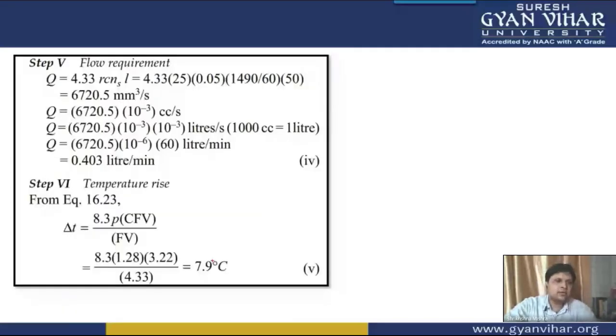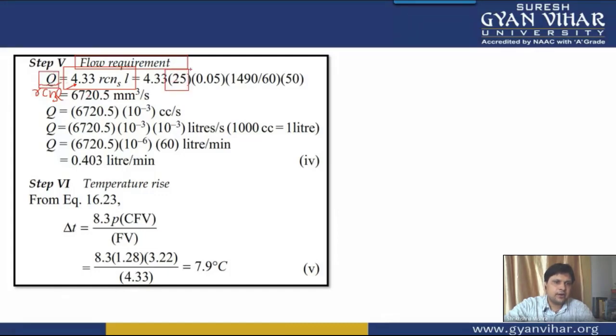Now finally, last, the flow requirement. How we'll calculate the flow requirement, students? Again, one more thing which I have calculated from the table is the value of Q upon R C N_s into L, means this Q divided by R C N_s, all right, into L. So when you will take this R C N_s into L on the right hand side, by multiplying it by 4.33, you will get the value of flow requirement.